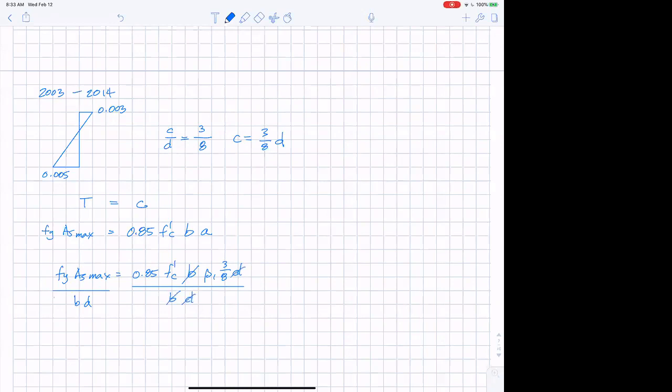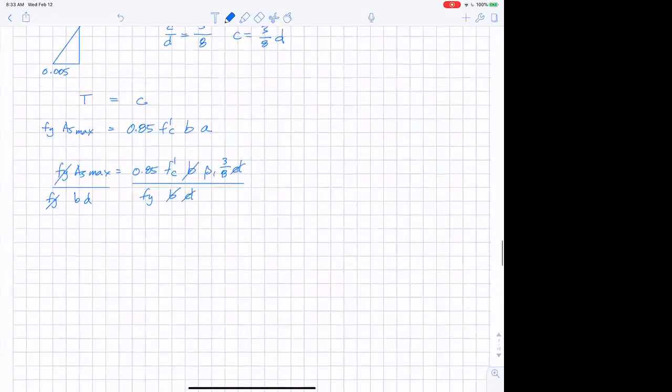And divide by Fy. Okay. And you get Rho max equals 0.85 F prime C over Fy, beta 1, 3/8. There you go. And to make it nicer, you put the 3/8 in front, but that's it.